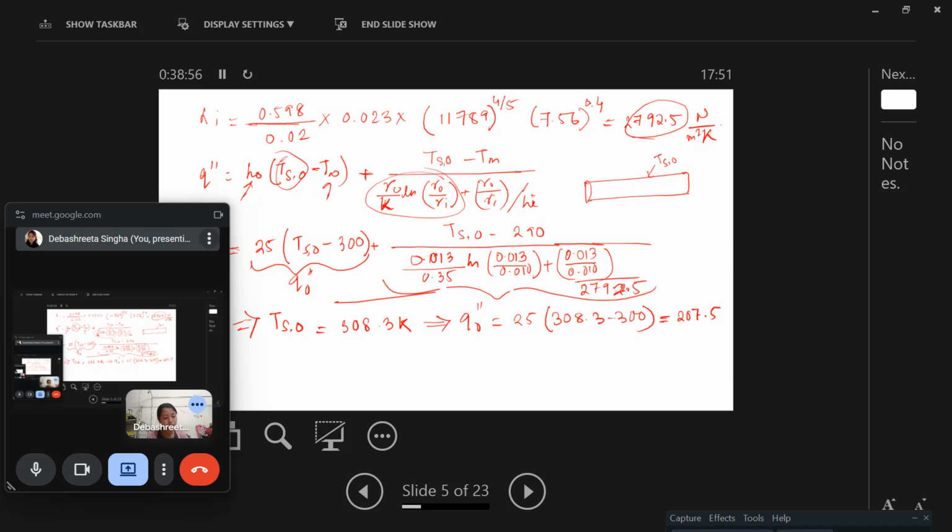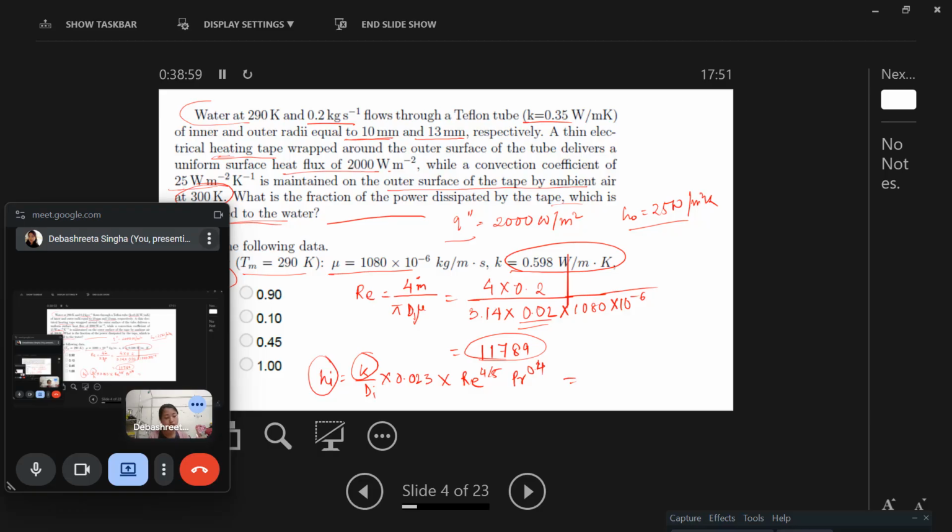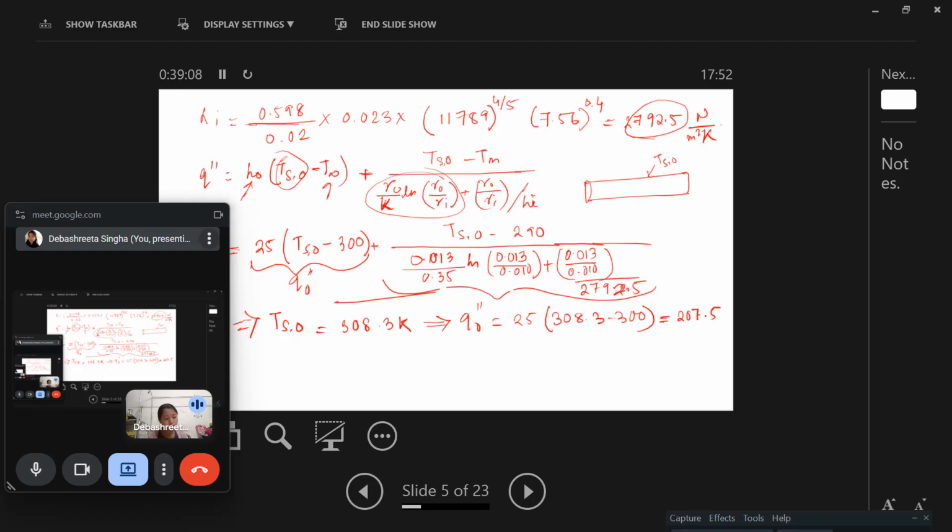And this part is the one which is asked in the question, that is transferred to the water. That means inside the Teflon tube. So how do we get it? We can directly get it. This is the total Q double dash. So Qi is equal to Q double dash minus Q naught double dash, is equal to, sorry, 2000 minus 207.5. We get this around as 1792.5 watt per meter square.